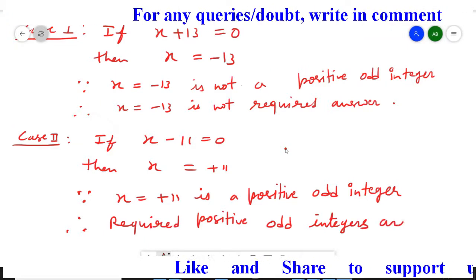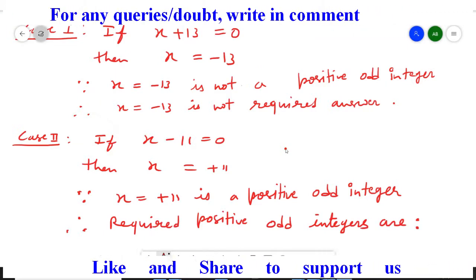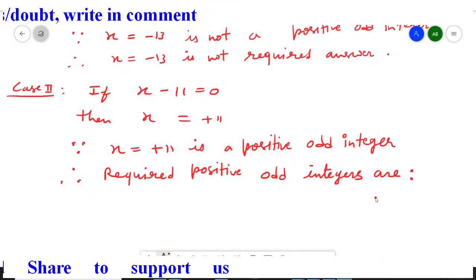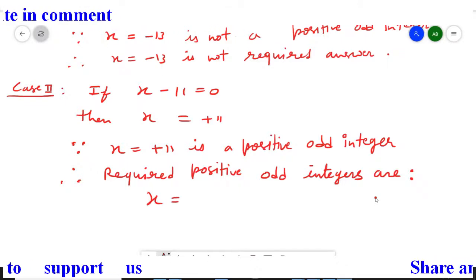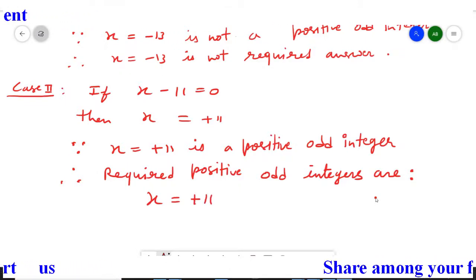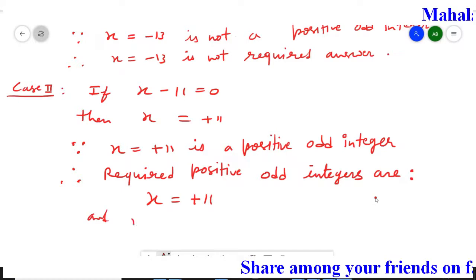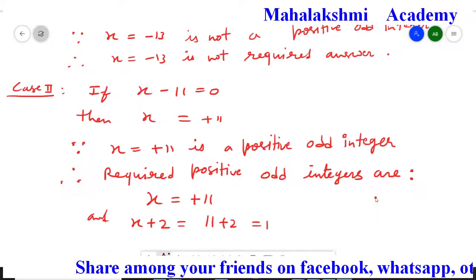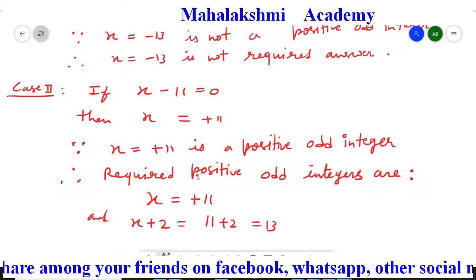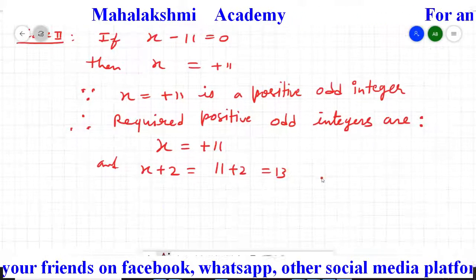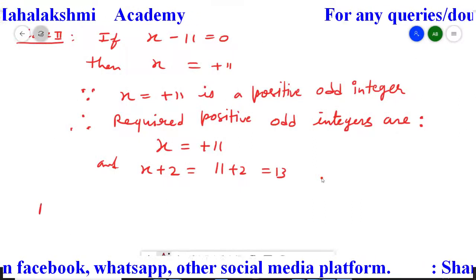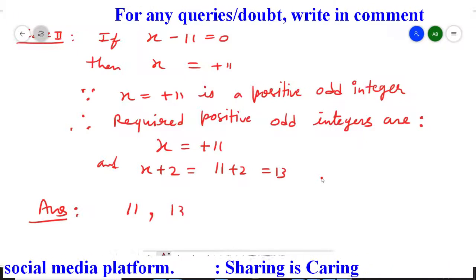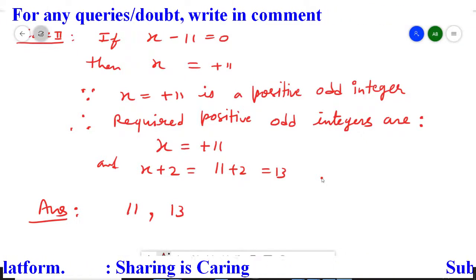Now one by one we will calculate the positive odd integers. The positive odd integers which we had assumed at the start are, the first one is x, that is 11 itself, and the second one which we assumed is x plus 2, so we will get 11 plus 2 is equal to 13. So the answers are 11 and 13. So we will write finally, answer is 11 and 13. So this question is completed.